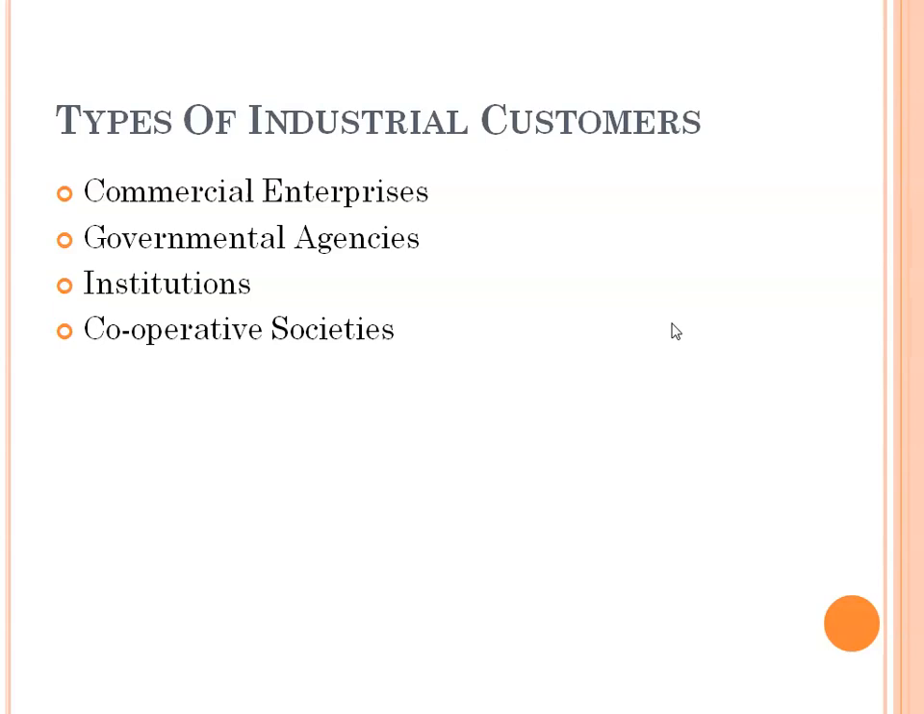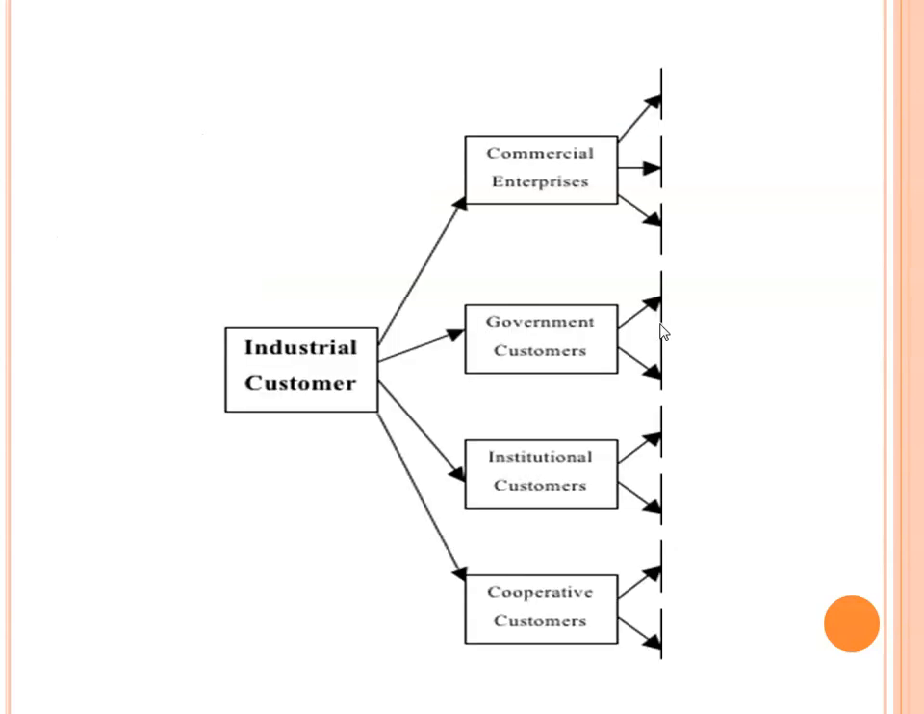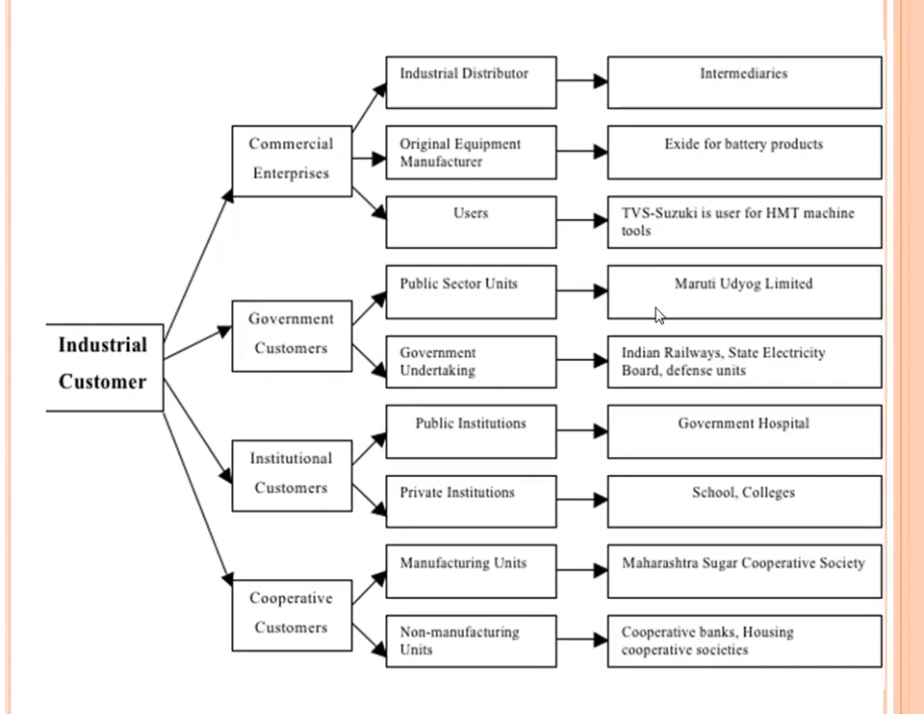So industrial consumers are normally classified into four groups: commercial enterprises, government agencies, various institutions, and cooperative societies. Now, this is the diagram. The first diagram shows that industrial consumers can be broadly categorized as commercial enterprises, government consumers, institutional customers, and cooperative customers or cooperative societies. Further, we have the entire chart. I hope this chart is visible to you.